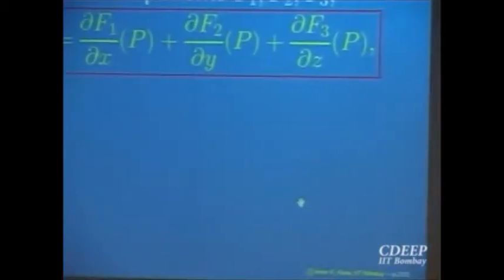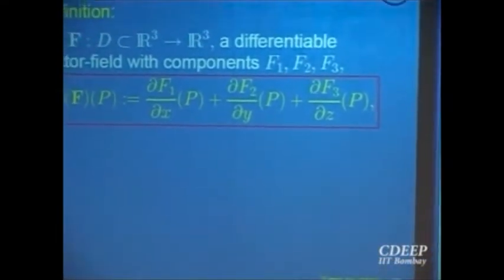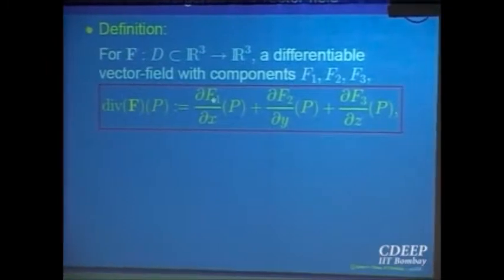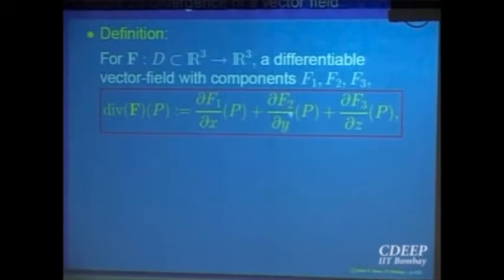So let us start the lecture by recalling that in the previous lecture we had started looking at the notion of divergence of a vector field. So let us recall, given a vector field F, the divergence of the vector field is defined to be a scalar field. So divergence of F is partial derivative of the first component of F with respect to x plus partial derivative of the second component with respect to y plus the partial derivative of the third component with respect to z.